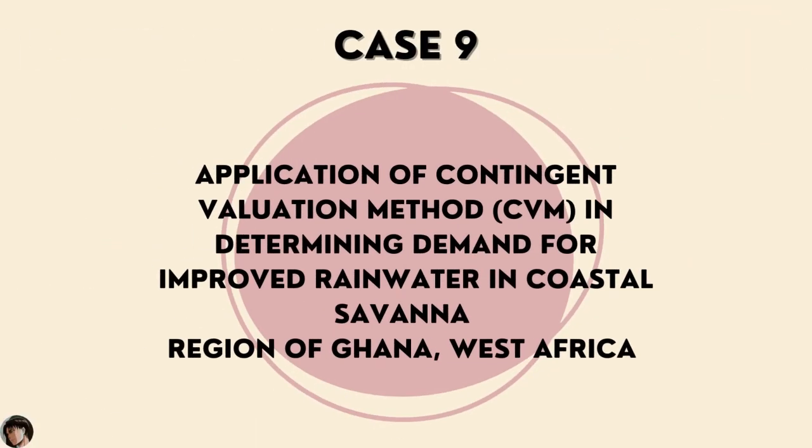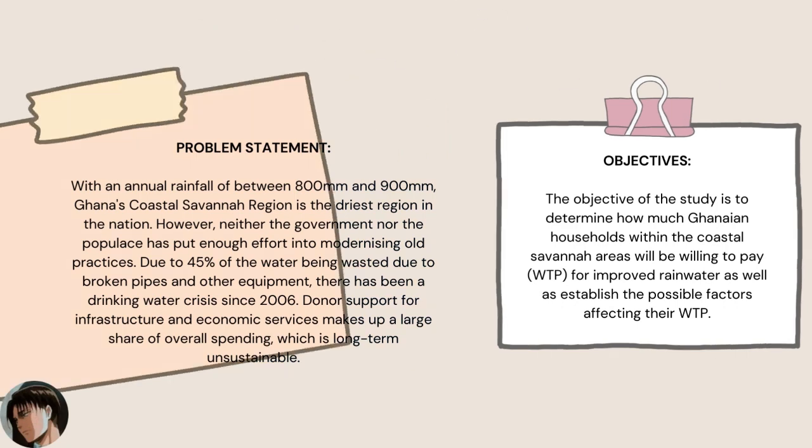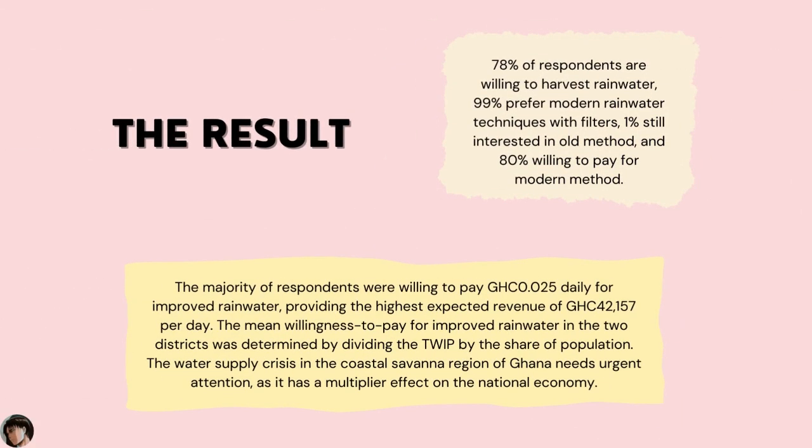Case 9. Application of the contingent valuation method, CVM, in determining demand for improved rainwater in the coastal savanna region of Ghana, West Africa. The objective of the study is to determine how much Ghanaian households within the coastal savanna areas will be willing to pay for improved rainwater, as well as establish the possible factors affecting their WTP. 309 respondents were questioned during face-to-face interviews for the CVM survey. The questionnaire is easy and straightforward. The dichotomous choice CV surveys and repetitive bidding game formats have higher priority than the open-ended format. For the result, 78% of respondents are willing to harvest rainwater, and 99% prefer modern rainwater techniques which use filters.